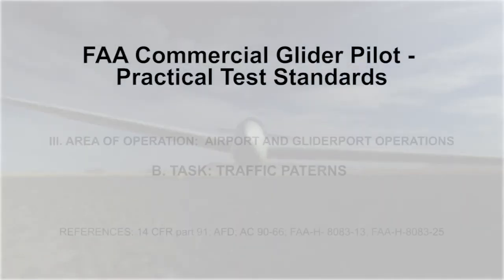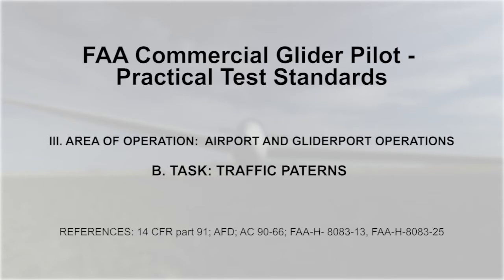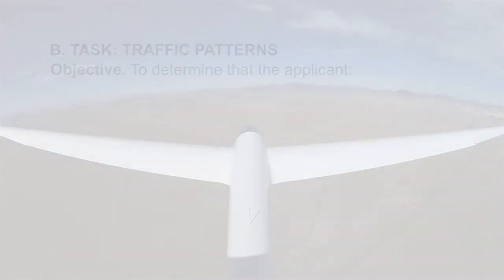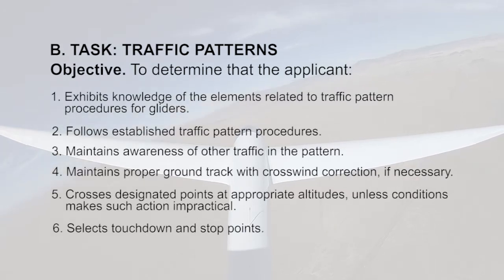The following video refers to the traffic pattern and landing tasks required in the FAA Commercial Glider Pilot Practical Test Standards. In this video, we'll cover items from Section 3, Area of Operation, Airport and Glider Port Operations, Item B, Task Traffic Patterns, and Section 4, Area of Operation, Launches and Landings, Items Q, Normal and Crosswind Landings, and Item S, Downwind Landing.